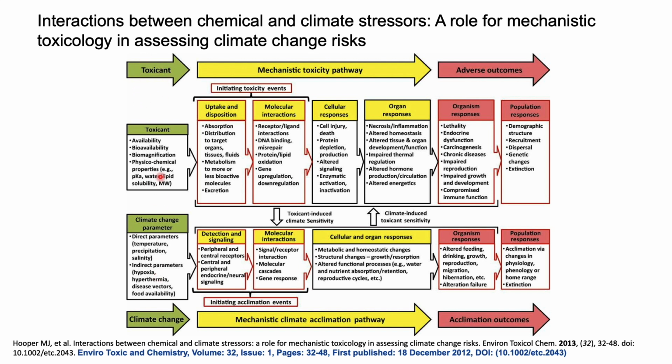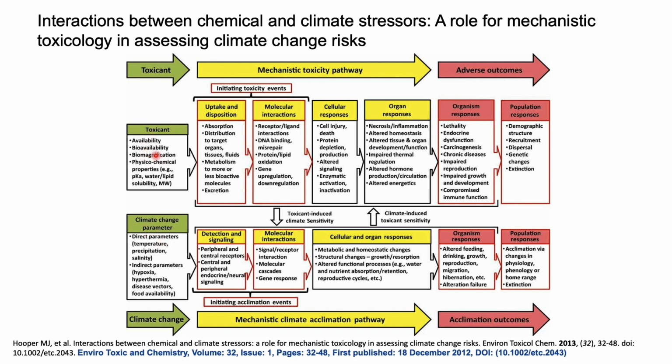So here the toxicant details are given. We can study the mechanistic toxicity pathways, that is uptake and disposition, molecular interactions, cellular responses and organ responses. Then we finally identify the adverse outcomes, like what are the problems the species are facing. Basically, how the organism responds in terms of lethality, endocrine dysfunction, carcinogenesis, chronic diseases. By studying all these things, we will understand how the chemicals are affecting Arctic species. And then finally, the population response, like demographic structure, recruitment, dispersal, genetic changes, and extinction. All these things we can actually identify. So from that, we can study how the toxicant is affecting the communities.